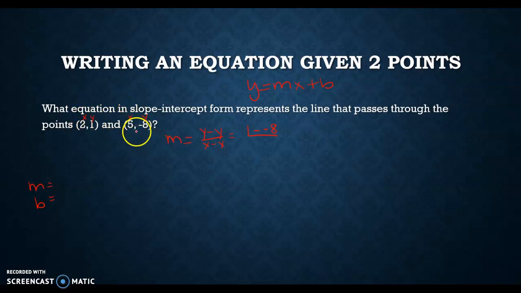Doesn't matter which order I put the y's in, and I tend to make the y's whatever order I want them to be to help me mathematically, but my x's have to go. Whatever y I chose first, I have to choose the x that's part of that point. So my 2 has to go first, and then I'm going to subtract 5.